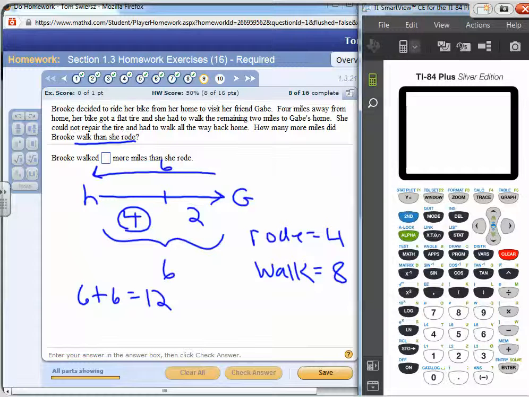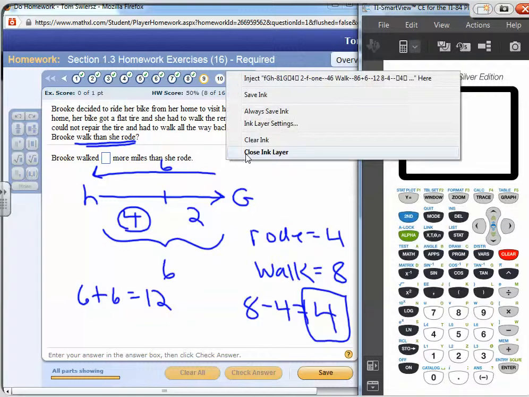So then how many more miles did she walk than she rode? So 8 minus 4 is equal to 4. We subtract, and we finally get our answer of 4. So be careful, keep track of everything, and make sure you answer your question. All right, very good.